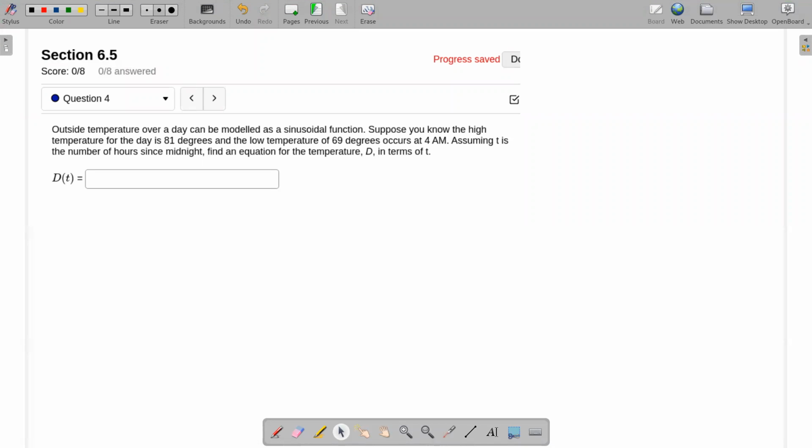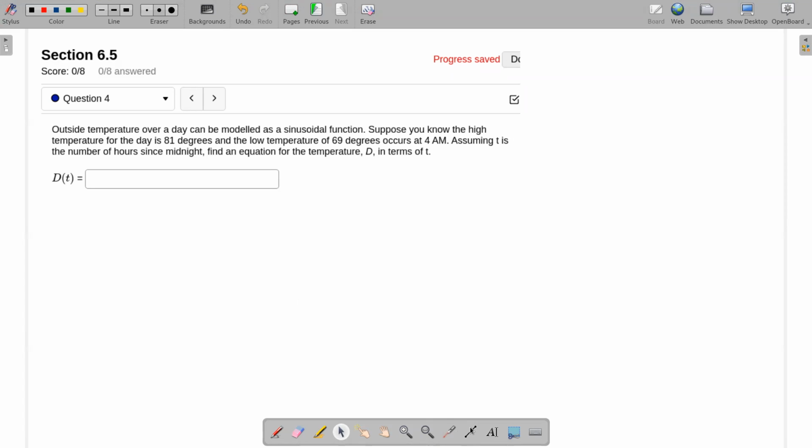So outside temperature over a day can be modeled by a sinusoidal function. That could be sine or cosine. Suppose you know the high temperature for the day is 81 degrees and the low temperature of 69 occurs at 4 a.m. Assuming T is the number of hours since midnight, find an equation for the temperature D in terms of T. All right, let's give it a try.